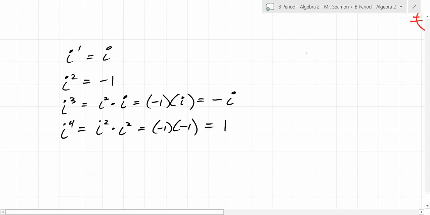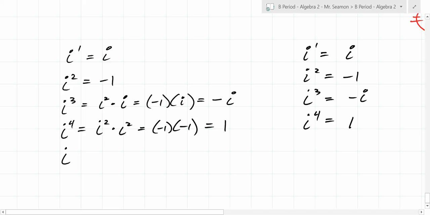So what have we figured out so far? i to the 1st is i, i squared is negative 1, i cubed is negative i, and i to the 4th is 1. The next thing I'm going to ask you is i to the 5th.